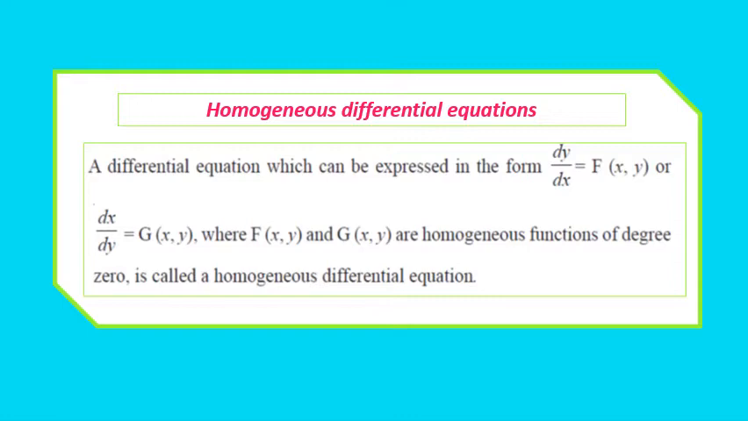A differential equation that can be written in the form dy upon dx equals f(x, y), that is a function of x and y, or dx upon dy is a function of x and y. If it is dx upon dy, it should be a function of x and y; if it is dy upon dx, it should also be a function of x and y. And the condition is that f(x, y) and g(x, y) are homogeneous functions of degree 0. The degree of f and g, that is functions of x and y, should be 0. Then it is called a homogeneous differential equation.